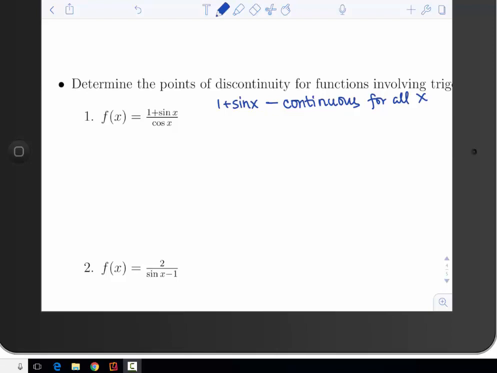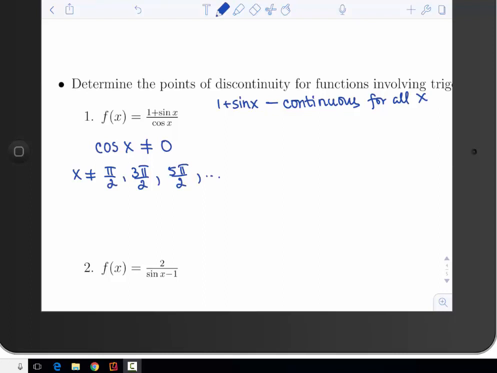Now, cosine itself is a continuous function, but because it's in the denominator, we need to make sure cosine x is not equal to 0. When does that happen? Okay, it happens for what values? So that means x is not equal to pi over 2, 3 pi over 2, 5 pi over 2, and so forth, right? You get the idea. All these multiples of pi over 2.